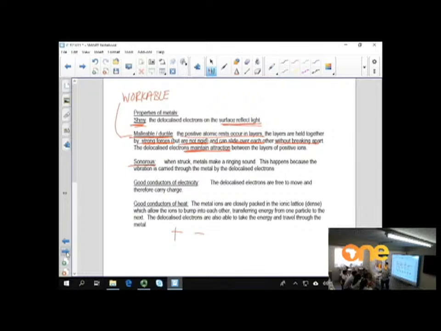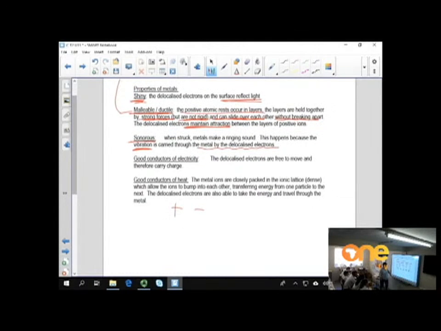A piece of wood doesn't make a ringing sound. When you hit it with a hammer, it goes tuck. But if I take a metal, the bell hanging in the courtyard there, if you hit it with a hammer, it goes dong. All right. That is sonorous, and it's sonorous because the delocalized electrons can carry the vibration through the metal, so it lasts for a longer period of time.